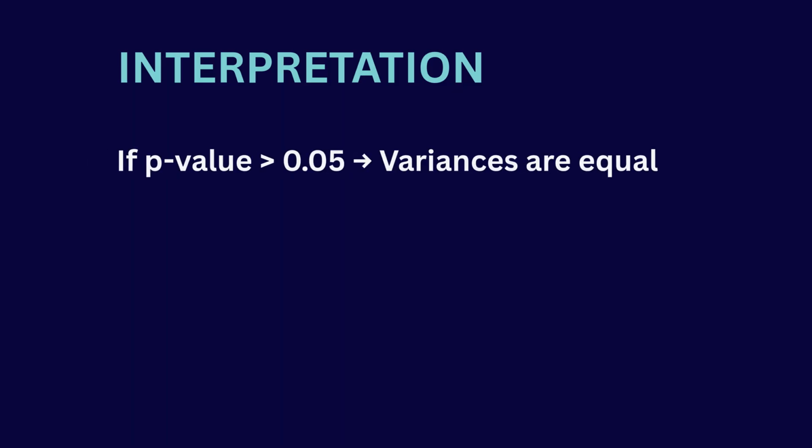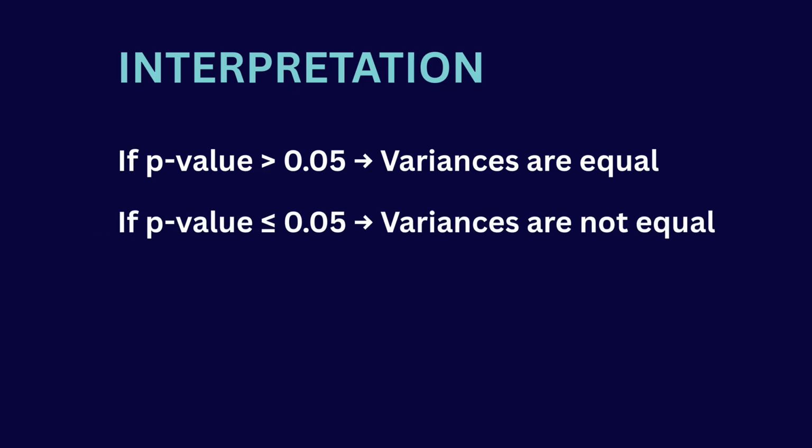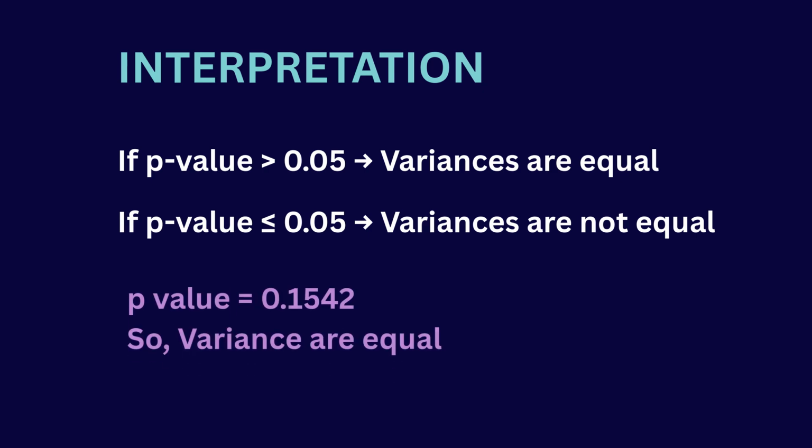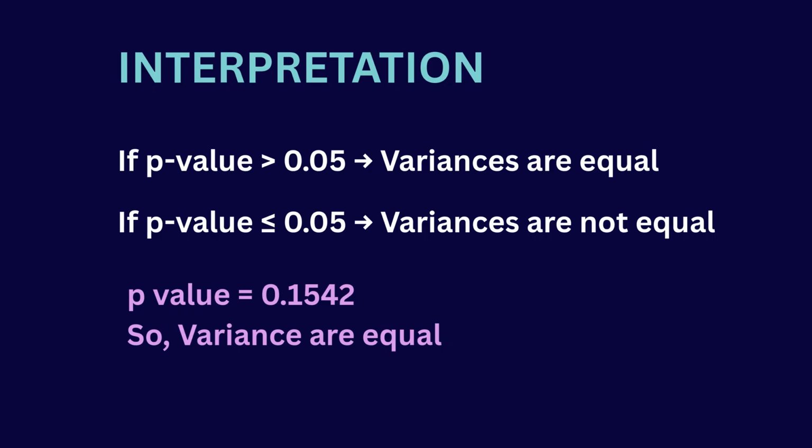If your p-value is greater than 0.05, that means you fail to reject H0. That means variances are equal. If the p-value is less than or equal to 0.05, you have to reject H0. That means variances are not equal. So here, we got our p-value as 0.1542, that is greater than 0.05, so our variances are equal.